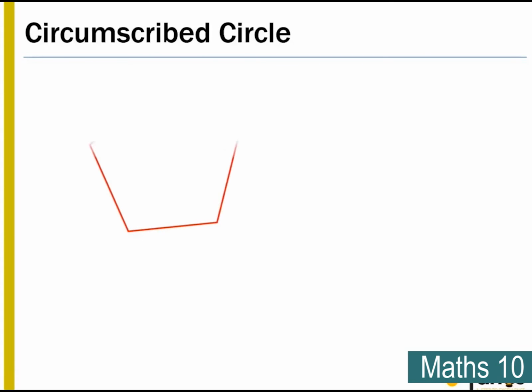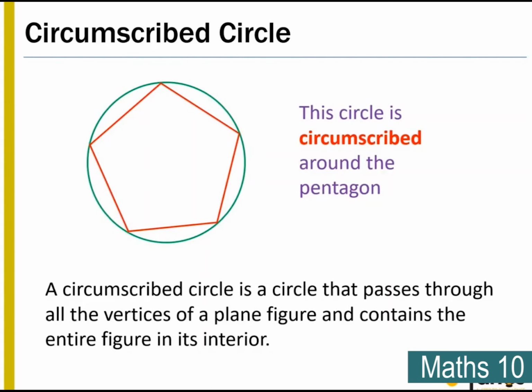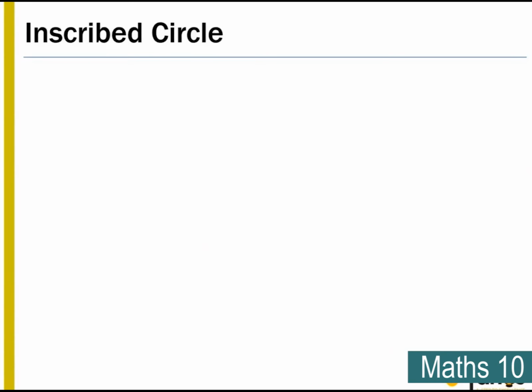Circumscribed circle. Here's a pentagon. This circle is circumscribed around the pentagon. A circumscribed circle is a circle that passes through all the vertices of a plane figure and contains the entire figure in its interior. So this green circle passes through all five vertices of the pentagon and contains the entire pentagon in its interior.